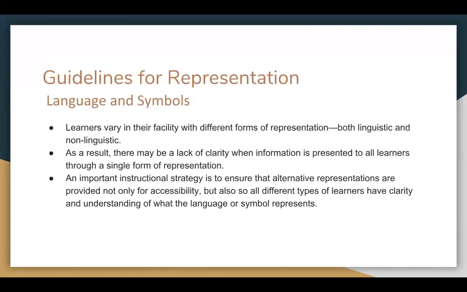Another guideline for representation is language and symbols. Learners vary in their facility with different forms of representation, both linguistic and non-linguistic. So as a result, there may be a lack of clarity when information is presented to all learners through a single form of representation. An important instructional strategy is to ensure that alternative representations are provided not only for accessibility to the information, but also so different types of learners have clarity and understanding of what the language and symbols represent.